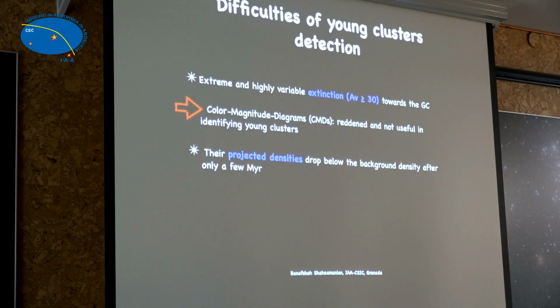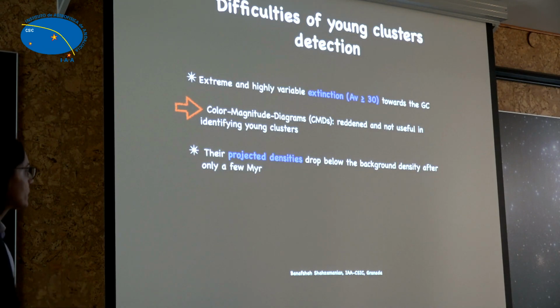But we cannot easily detect these young clusters in the Galactic Centre. The problem is due to the extinction. The extinction is quite high and is very variable toward the GC. That's why we cannot use the normal investigation of color magnitude diagram, because these diagrams are reddened and cannot be used to identify young clusters, at least in the GC.